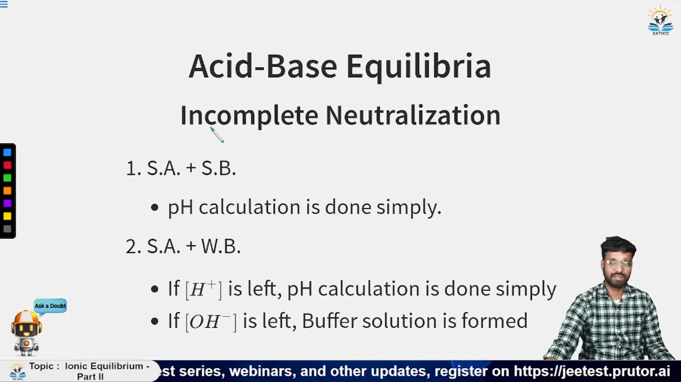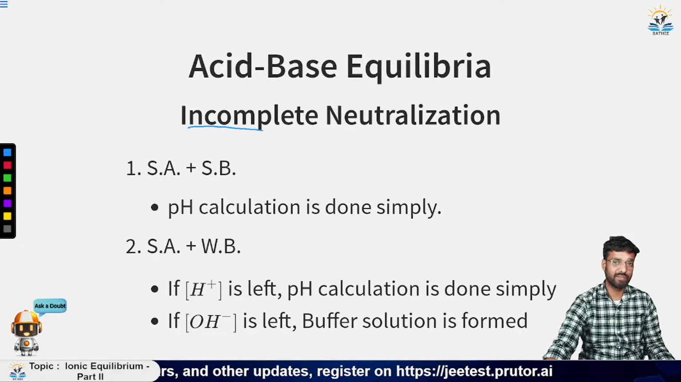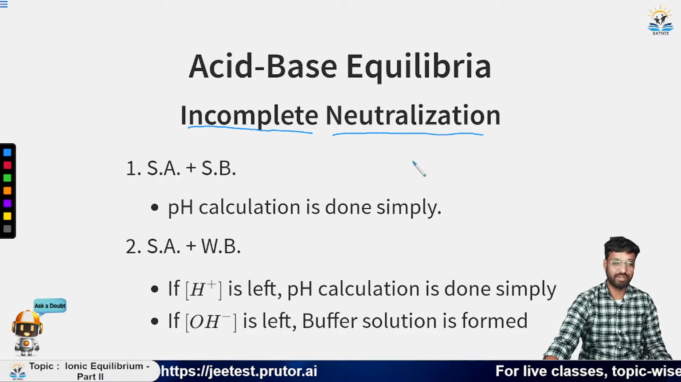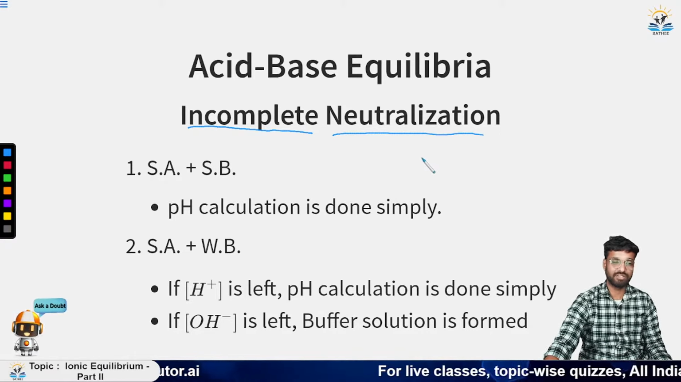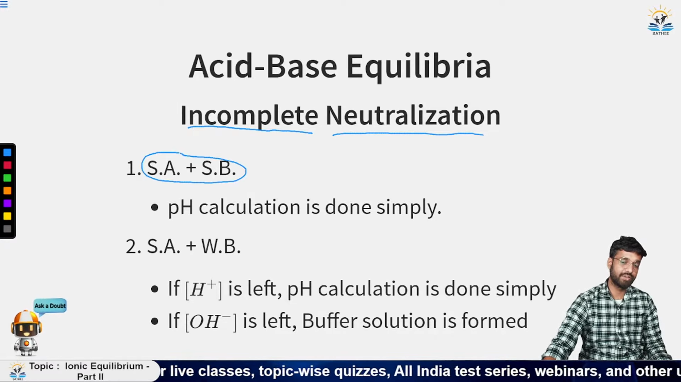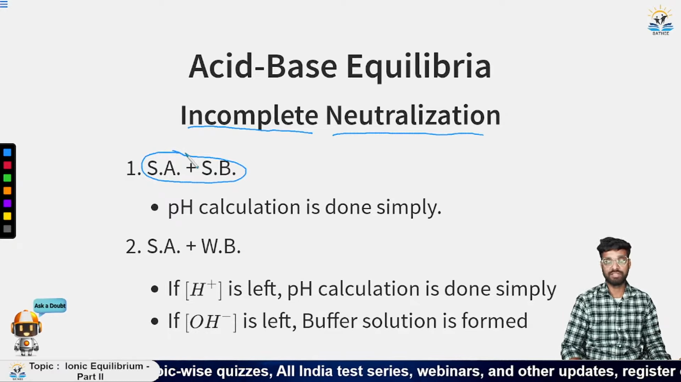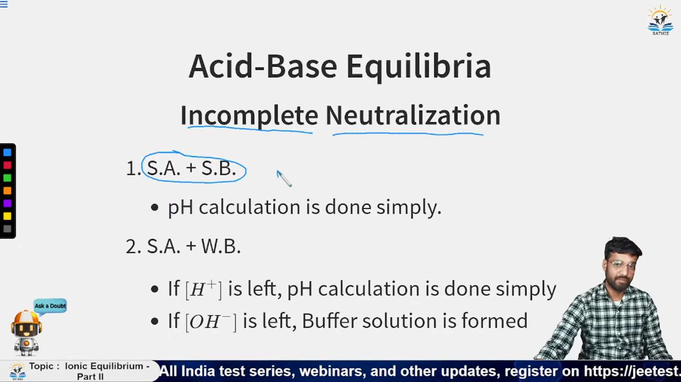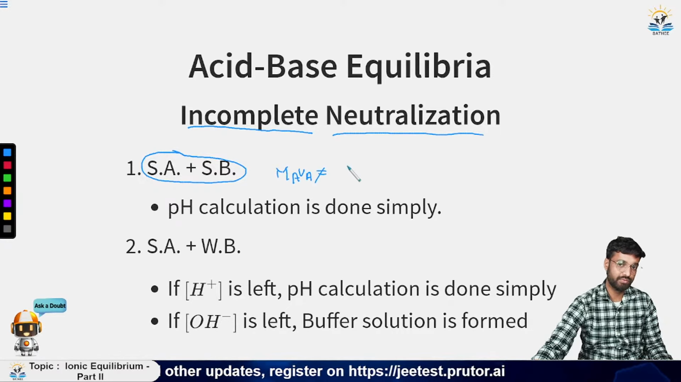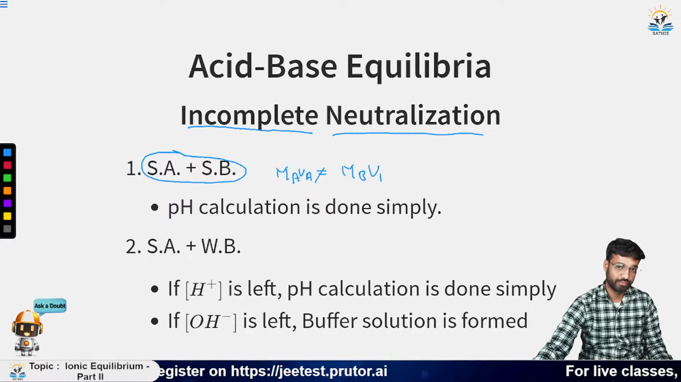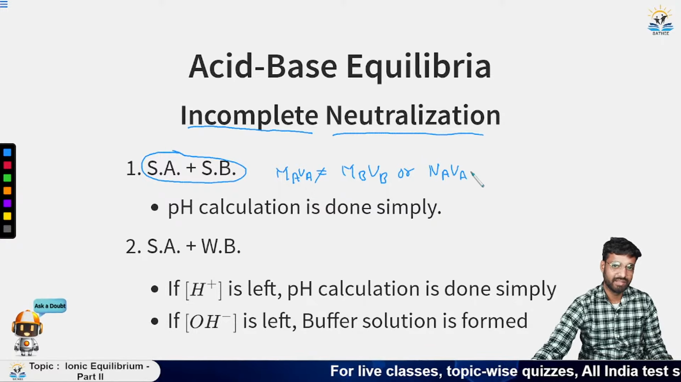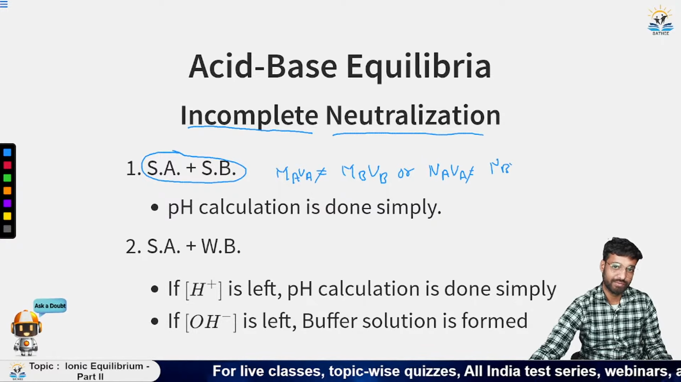Now, we have seen the case of complete neutralization. Now we'll see what happens if we are taking an incomplete neutralization. There are many cases arising for this incomplete neutralization, so we'll deal with them one by one. The first case is that we are taking a strong acid and strong base, and then we are having an incomplete neutralization, by which I mean that, suppose for acid, MaVa is not equal to MbVb, or if the n factor is not 1, then NaVa is not equal to NbVb.